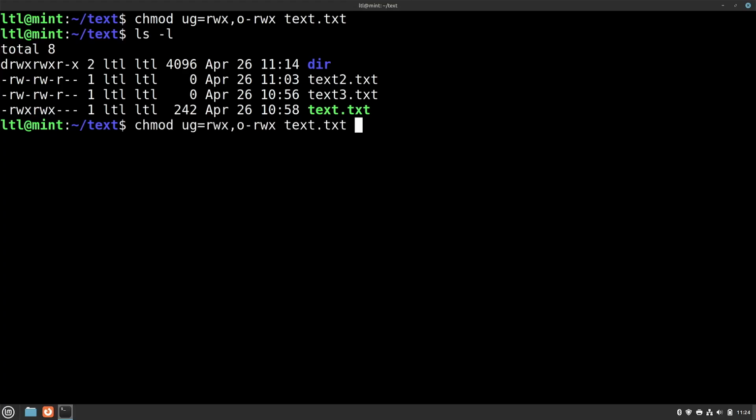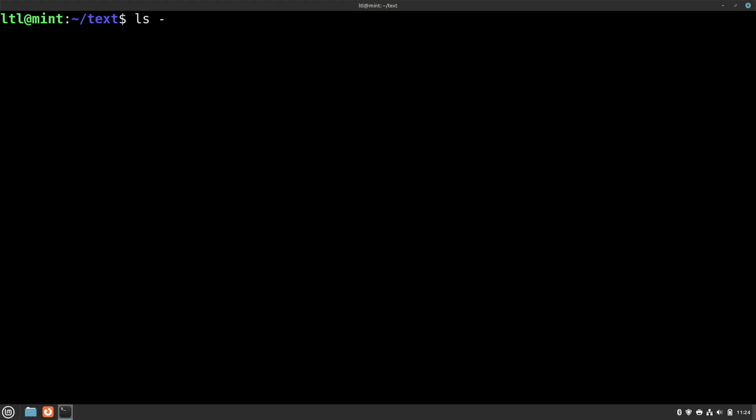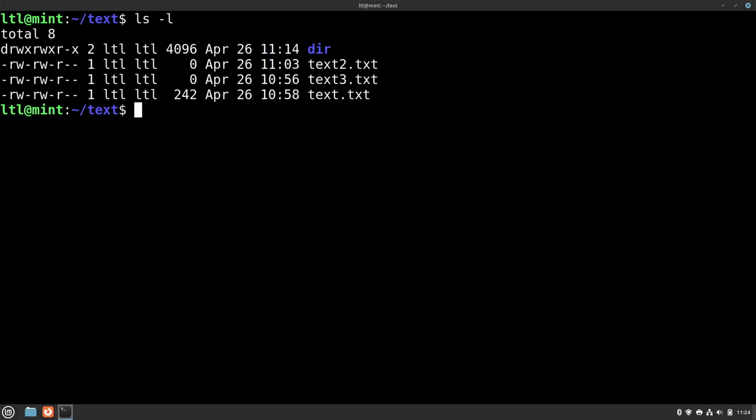Let's go ahead and put that back. And I find this method a lot easier than having to remember that 4 equals read, 2 equals write, and 1 equals execute. I find it a lot easier. There's more typing involved, but it's a lot easier to understand, at least for me. And there we are back to where we were.